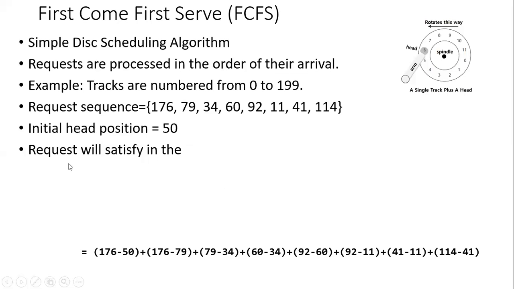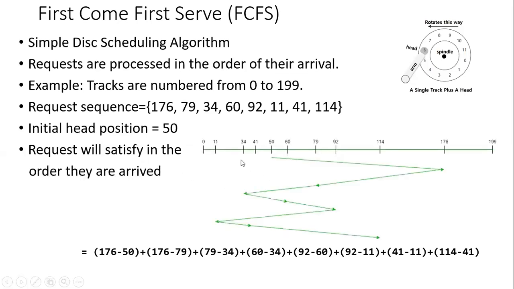So just look at this example. Requests will be satisfied in this order. Initially the head is at 50. The first request is 176, so this request will be accessed. See, the head is moving from track number 50 to 176. These are the tracks. This is the zero track initially. This is, for example, track number 11, somewhere here, then 34, 41, like this, up to 199.